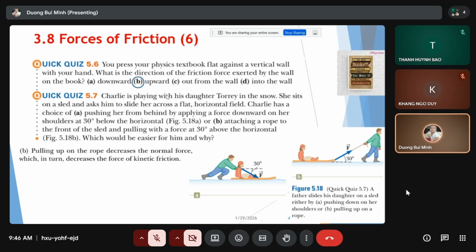Case B. So anyway, we just use the force diagram, the force analysis. Try to calculate the normal force, and based on the normal force, we can calculate the friction force, static friction force, or kinetic friction force. It's easy for you, right? Good. Any questions so far?